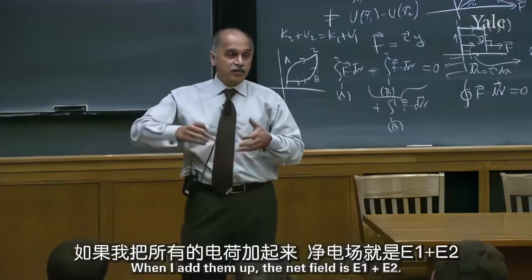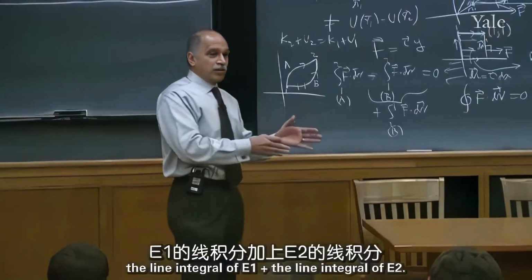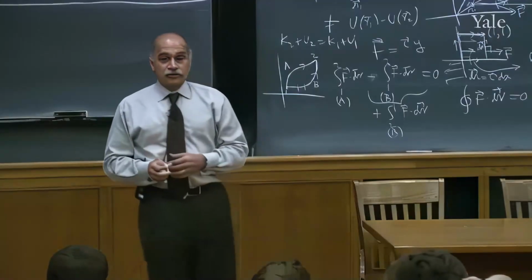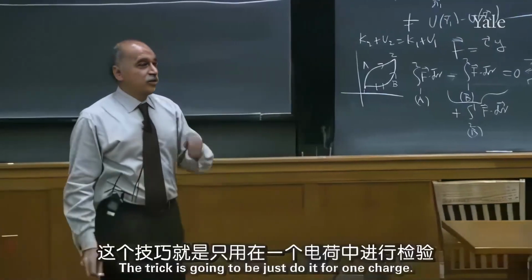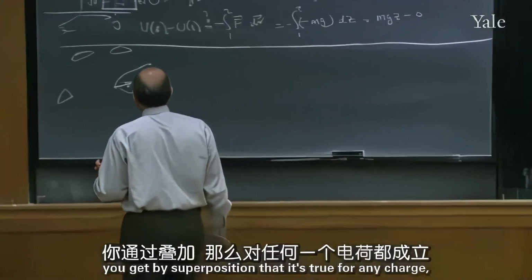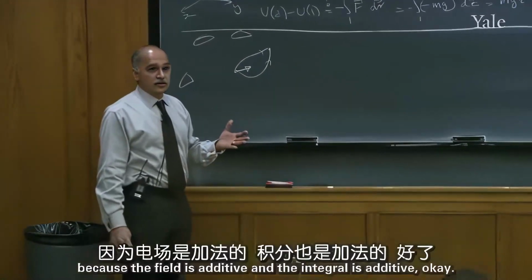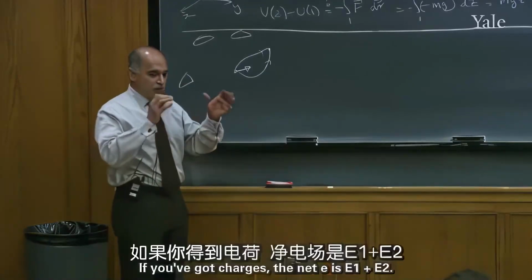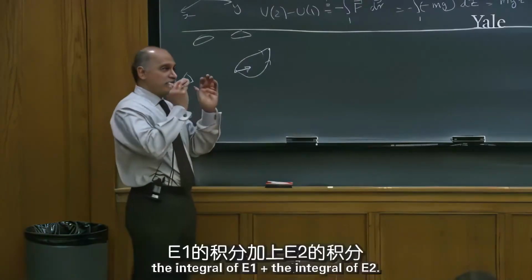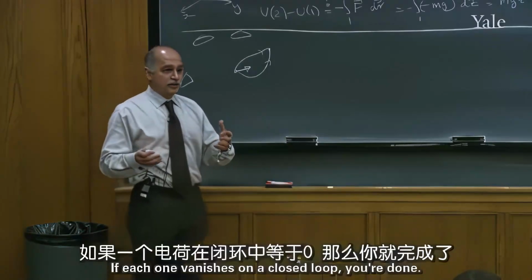When I add them up, the net field is E1 plus E2. The line integral of E1 plus E2 is the line integral of E1 plus the line integral of E2. If one gives 0 on any closed loop, the other will give 0 on any closed loop. The trick is going to be just do it for one charge. That's it. If you can see it for one charge, you get by superposition that it is true for any charge. Because the field is additive and the integral is additive. Okay? That's the two parts. If you got two charges, the net E is E1 plus E2. The integral of E1 plus E2 is the integral of E1 plus the integral of E2. That's the way integrals work. If each one vanishes on a closed loop, you're done.